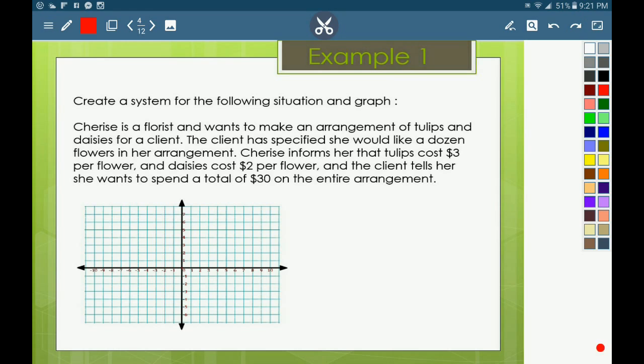So let's take a look at the first example. It says create a system for the following situation and graph. Charisse is a florist and wants to make an arrangement of tulips and daisies for a client. The client has specified she would like a dozen flowers in her arrangement. Charisse informs her that the tulips cost $3 per flower and the daisies cost $2 per flower. And the client tells her she wants to spend a total of $30 on the entire arrangement.